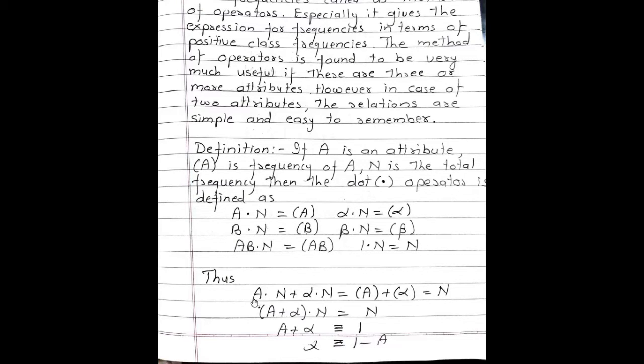So thus A dot N plus alpha dot N is equal to the frequency of class A plus the frequency of class alpha, which is nothing but N. So we can take N common: A plus alpha dot N is equal to N. So A plus alpha is equivalent to 1. Therefore alpha can be considered as 1 minus A. Similarly, B plus beta is equal to 1. Therefore beta is equivalent to 1 minus B. Gamma is equivalent to 1 minus C.